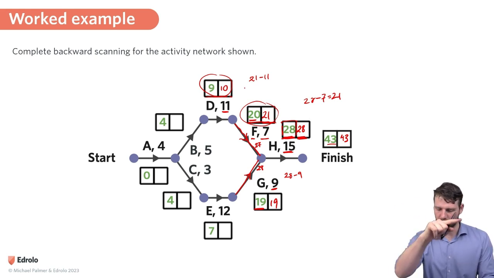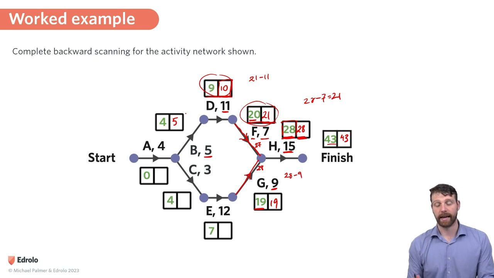Okay, so let's keep moving backwards. Let's keep going along this top path. We've got D with a latest start time of 10. And looks like B takes 5 minutes to complete. So 10 minus 5 is going to be a latest start time of 5 for B. Okay, before I move on to A, I'm going to complete that bottom path as well. So let's see, the latest start time for G is 19, and I'm going to take away 12, which gives me 7. And now the latest start time for E is 7. I'm going to take away 3, which gives me 4.